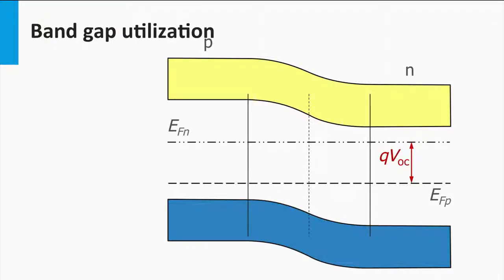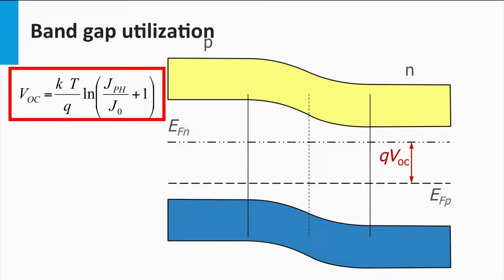First, we start with the design rule, the bandgap utilization. Here you see a PN junction. On the left, the p-doped, and on the right, the n-doped. Further, we see the quasi-Fermi levels. The extent of splitting between the quasi-Fermi levels determines the open circuit voltage. Earlier this week, we have deduced an expression for the open circuit voltage, which is shown here. The open circuit voltage depends on the irradiance and the diode leakage current in the dark.